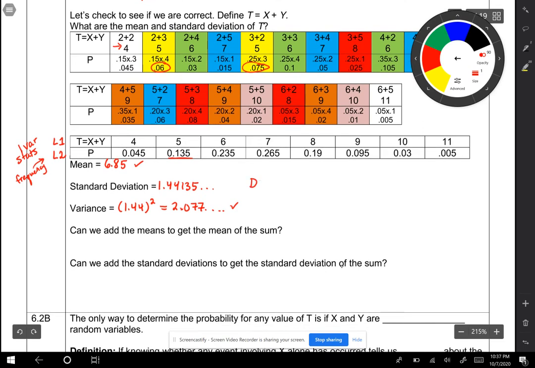So standard deviations do not add like we thought. Can we add the means to get the mean of the sum? Yes. Can we add the standard deviations to get the standard deviation of the sum? No. But we can add the variances.